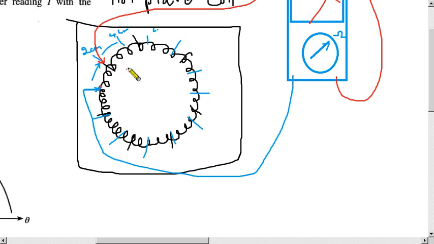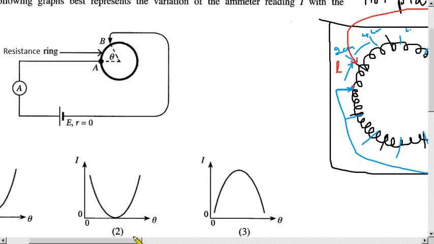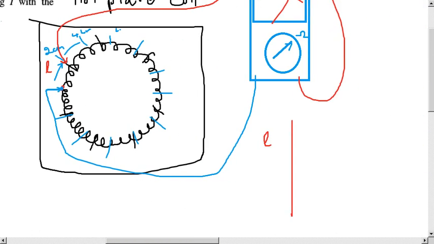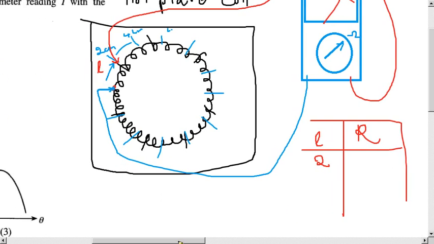So this length L, 2 centimeter, 4 centimeter, those are lengths. We don't measure theta as they have done in this problem. It is difficult. Measuring length is easier, and R. So you make a data table like this. First the length is 2 centimeter, then 4, 6, like that. You measure, and the resistance you get is like this, say 4, 6, 8, like that.